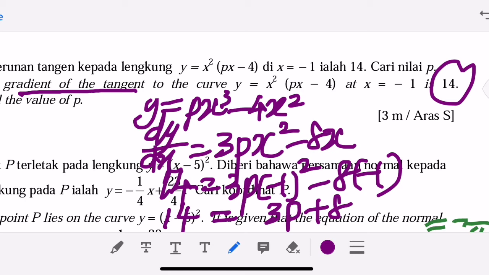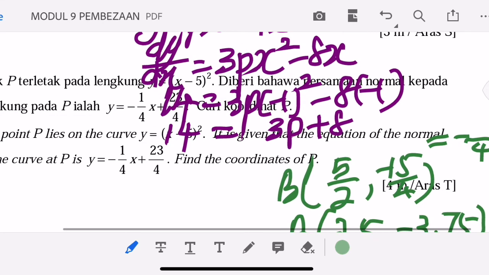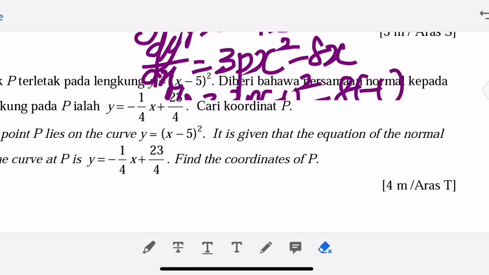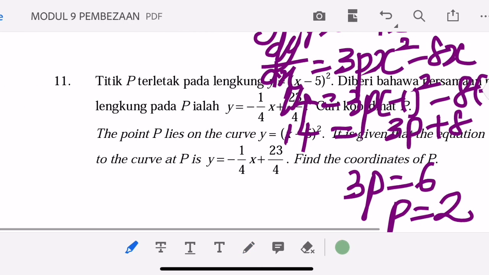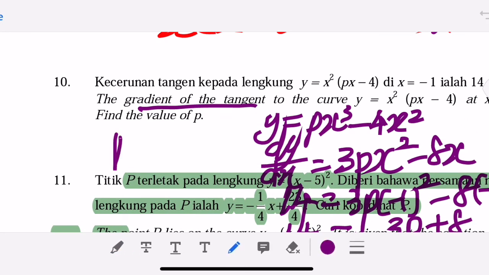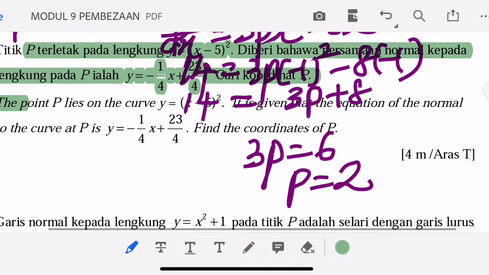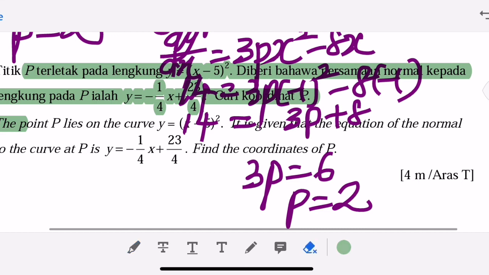So that means 3p equal to 6, right? So we can solve the answer, and the answer is an integer, right? 3p equal to 6. So p equal to 2, right? Okay, so this is quite simple. Okay, so for this one, p equal to 2, we have solved number 10. So now let's see question number 11.